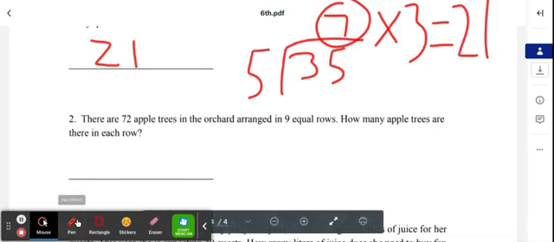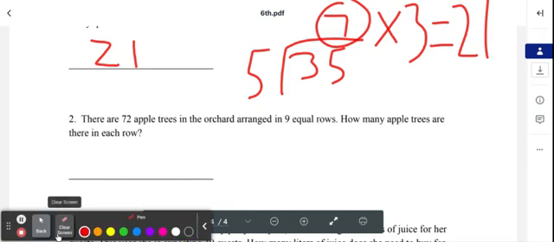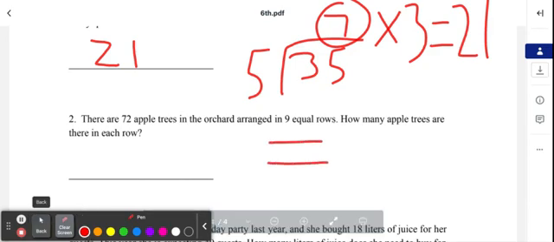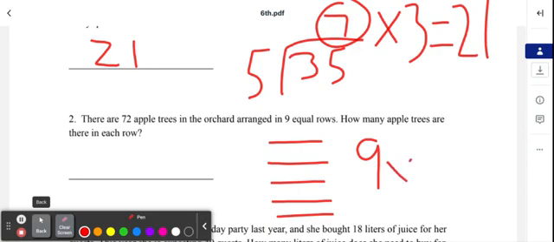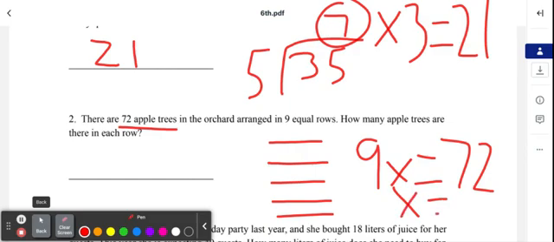Number 2. There are 72 apple trees in the orchard arranged in 9 equal rows. How many apple trees are there in each row? Think about it like this. There are 9 equal rows, and in each row there is the same number. So there are 9 rows and they all have the same number, and it equals 72 apple trees in total. Then it's just algebra. You divide by 9 and you get x equals 8. So the answer is 8 apple trees.